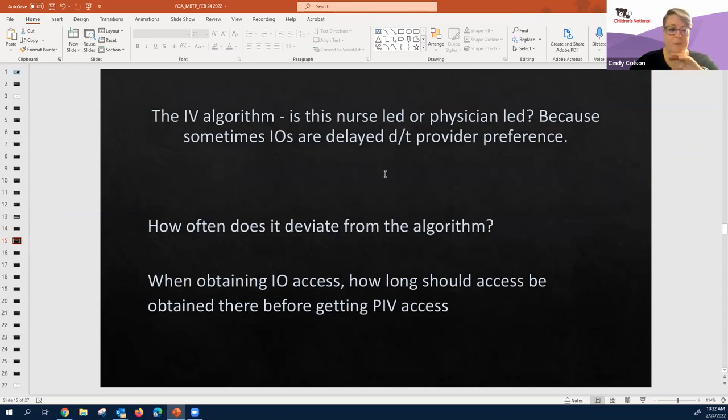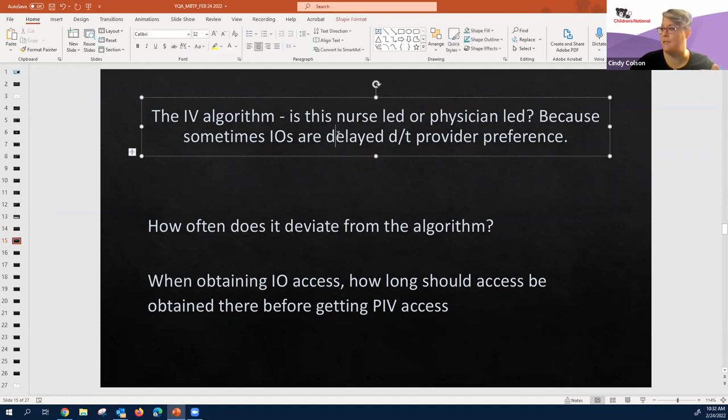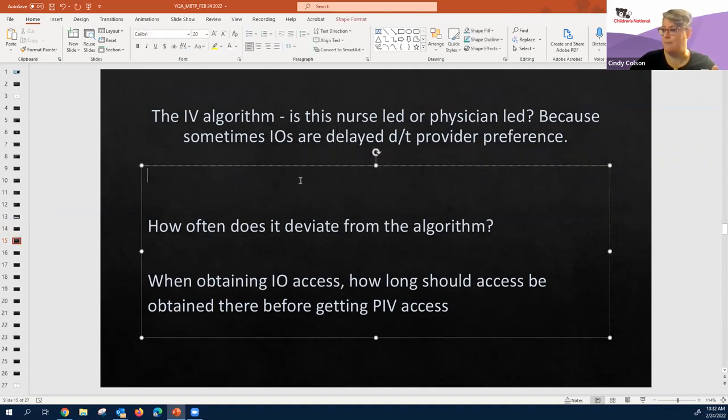Okay. There's quite a few questions about the IV algorithm, so I thought we could cover each one on this slide. So the IV algorithm, is this nurse-led or physician-led? Because sometimes IOs are delayed because of provider preference.